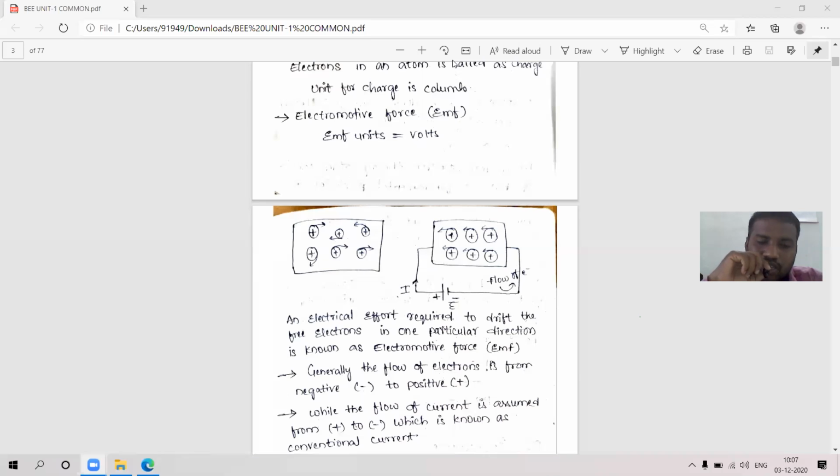Drifting means moving in one particular direction. Moving in one particular direction is known as electromotive force. Whatever the force, whatever the energy we are giving, that we are calling electromotive force. Is it clear, everyone? It is the electrical effort required to drift the free electrons, moving them in one particular direction.